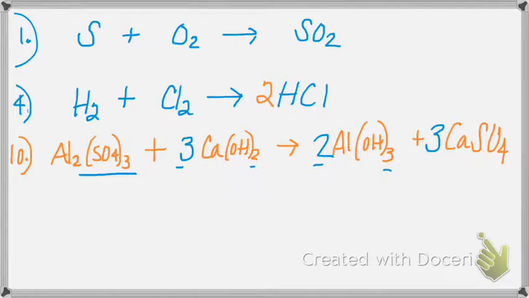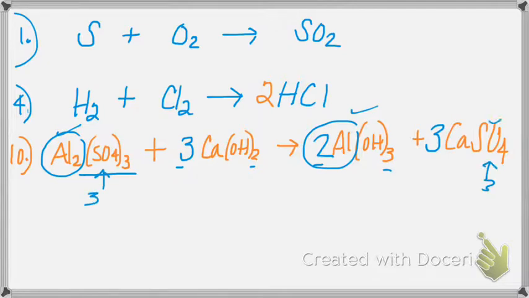So we're going to double check that I have 2 aluminum on both sides, 2 aluminum. So check, check. I have 3 sulfates, and I have 3 sulfates, so the sulfates are done. I have 3 calcium and 3 calcium, so they're done. And I have 6 hydroxides, and over here I have 6 hydroxides, so everything is balanced. All right, so let's do one last one, and then I think that's enough practice, and you can get going on your worksheet, and that's just number 12.